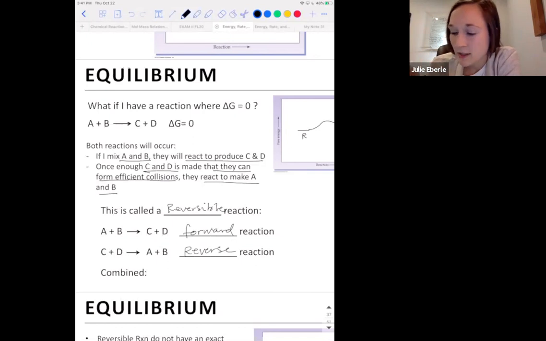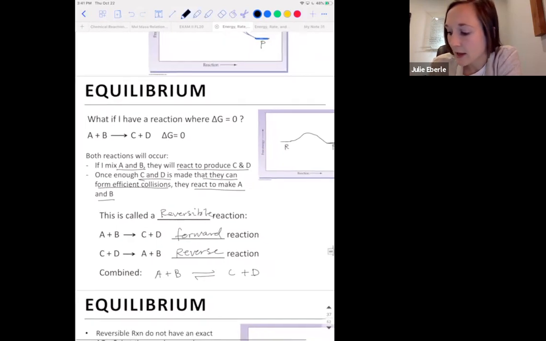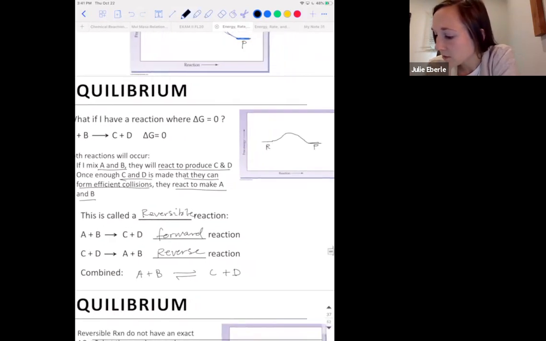Now to combine this, the shorthand notation to make it more simple is we're just going to say A plus B, with a little half arrow forward and a half arrow back, make C plus D. You've probably seen pictures like this in textbooks where you have a reversible arrow. And this is the reversible reaction.